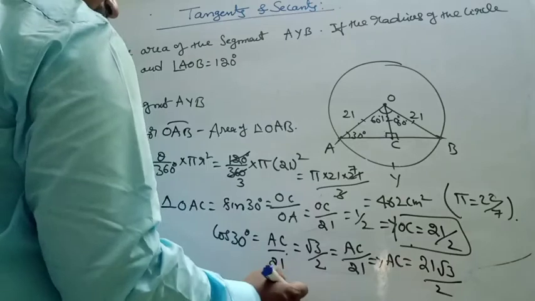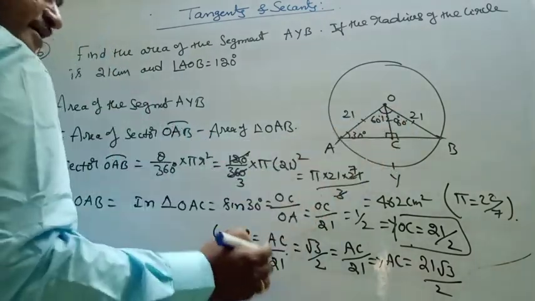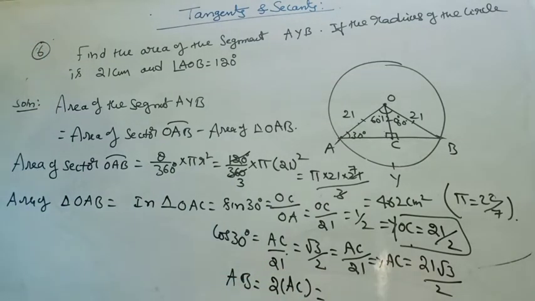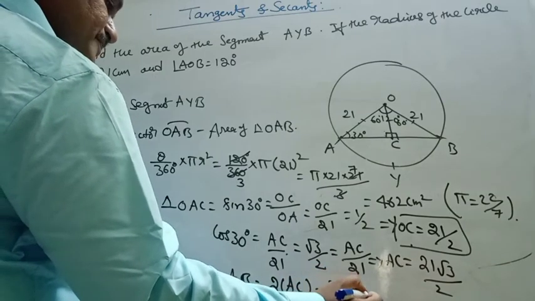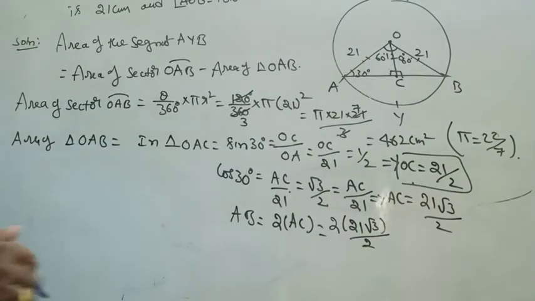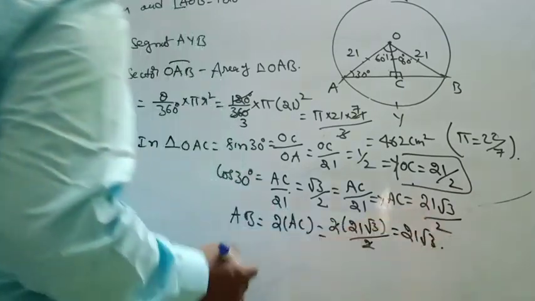Now we need AB. Because C is the midpoint, AB is 2 times AC. That is 2 into 21 root 3 by 2. The 2 will cancel, and you have got 21 root 3. Now we got AB also.